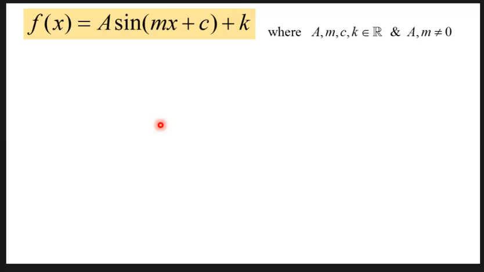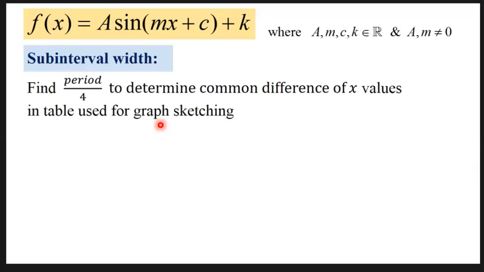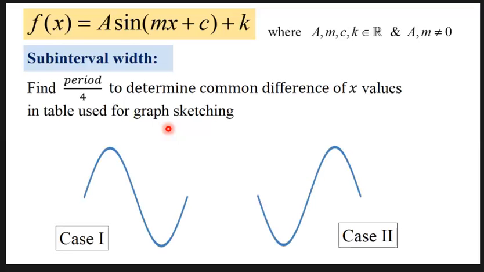Next, another important term to take note of is the subinterval width. We calculate it by dividing the period by 4, to determine the common difference of x values that we will use in the table for graph sketching later. In terms of diagrams, again we see case 1 and case 2. The subinterval width corresponds to what is shown in the diagrams here. These subinterval widths are an important reference for graph sketching later.